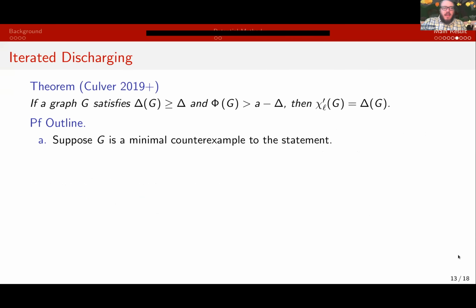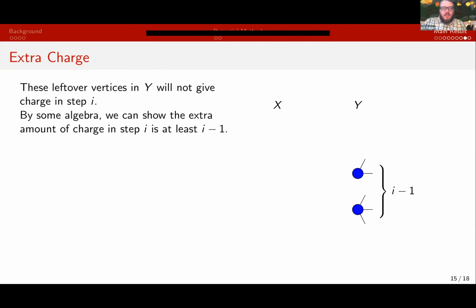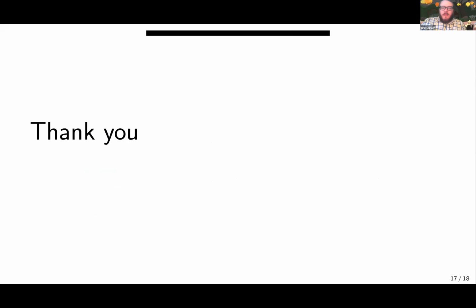Yeah, sure, I can. So this uses iterated discharging, and there's some extra charge left over, and that's where we get the bound. And so this is an improvement of Woodall's statement from 2010, because he was just saying that the potential is non-negative, while this allows a negative potential on the graph, and there are graphs that have this negative potential. So thank you. Thank you so much.